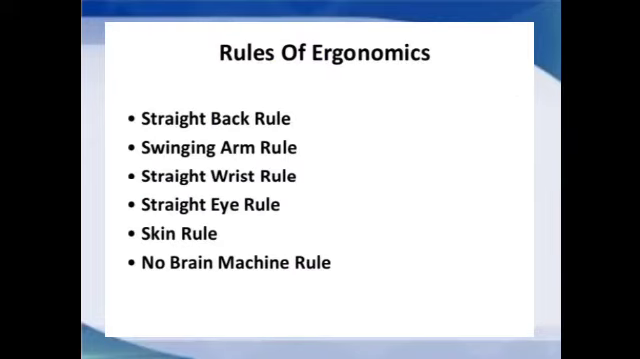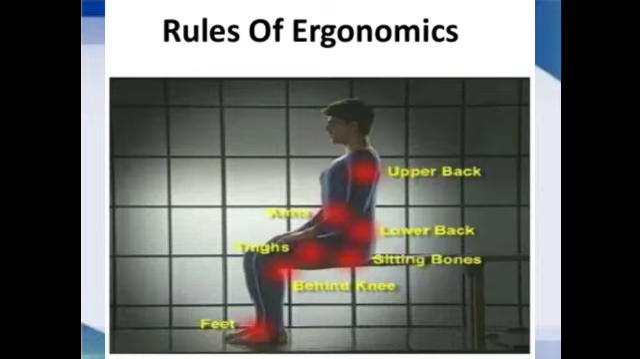So, ergonomics has rules. First is the straight back rule, the swinging arm rule, the straight wrist rule, straight eye rule, skin rule, no brain machine rule. So, the next slide will show a person that follows the rules of ergonomics. As you observe, the pictures show that it is following the rules of ergonomics. So, great posture is a great tool to help in prevention of pain.